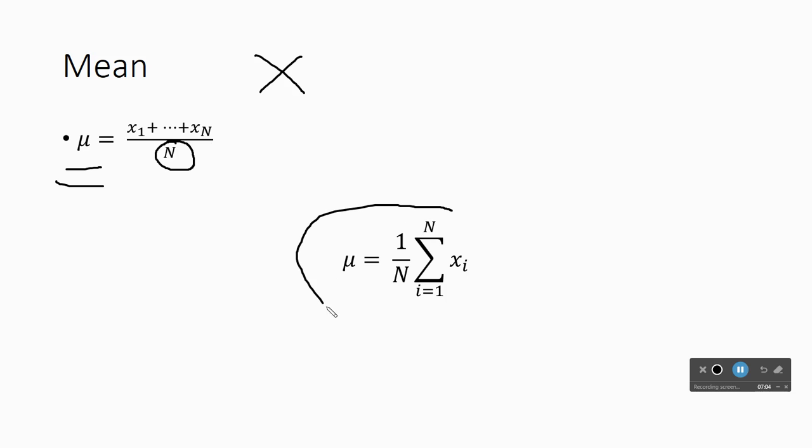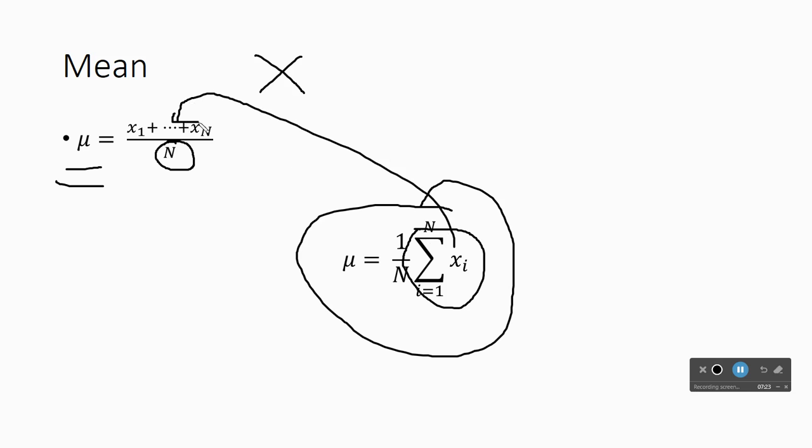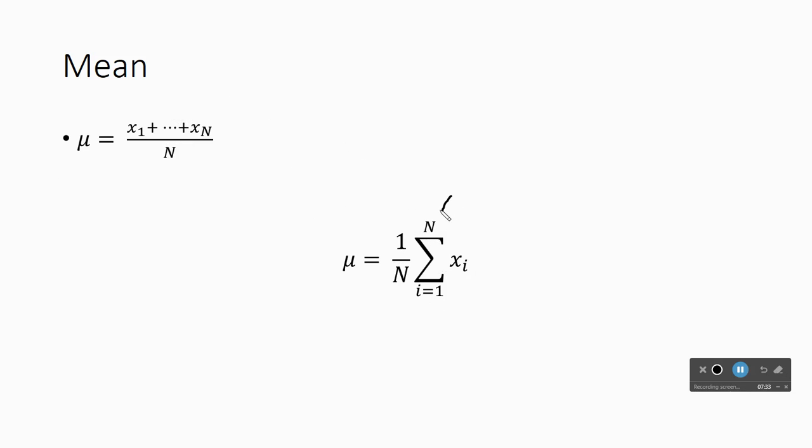This right here is a different notation for the same thing. This letter right here is the capital Greek letter sigma, and it tells us that we're supposed to add up stuff in this way right here, starting with a value of the subscript equal to 1 and ending with the value of the subscript equal to n.